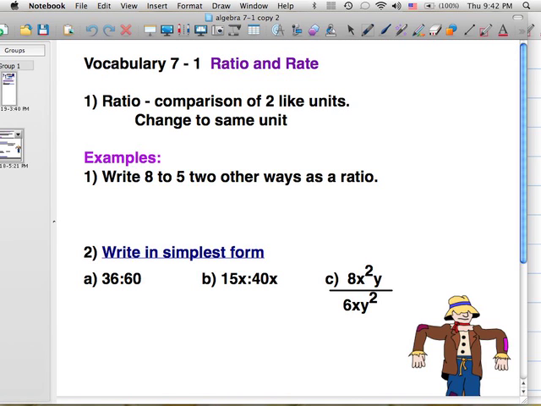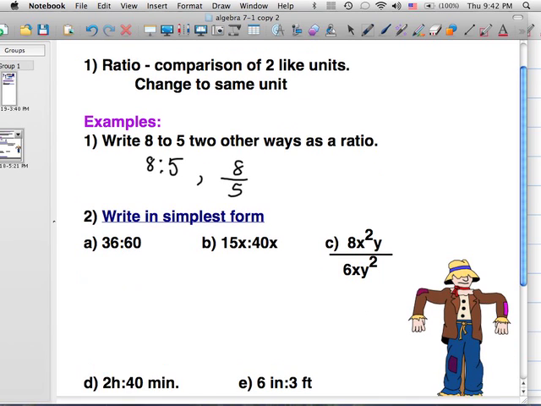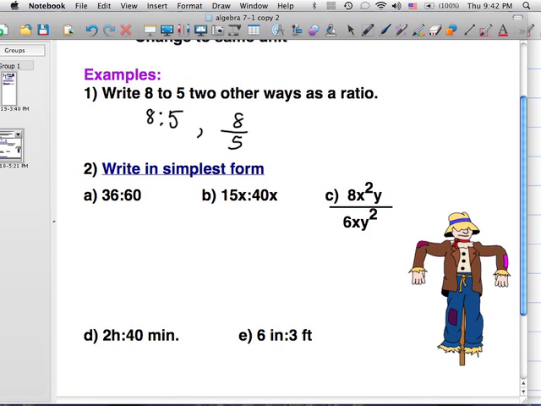The first example, write 8 to 5 two other ways as a ratio. We can write it using the word "to". We can write it with a colon, 8:5. And we can also write it as a fraction, 8 over 5. The following in the second part are ratios, and we just need to simplify them.